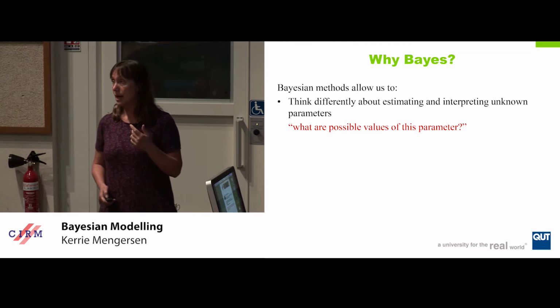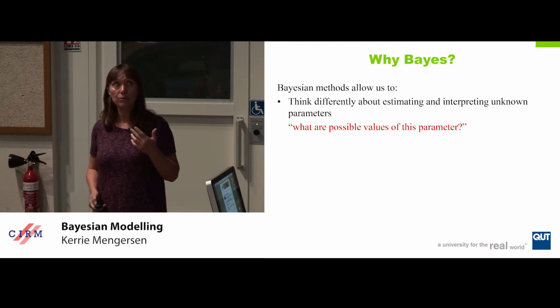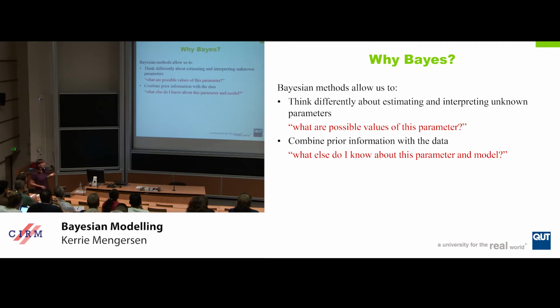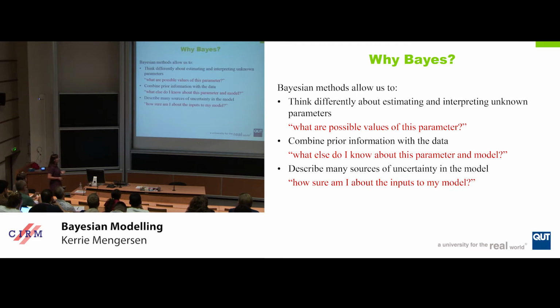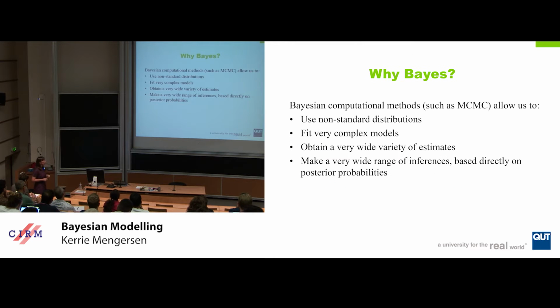So how do we get to that? Well, we use Bayes' theorem. So why do we want to do this? Well, we can look at what we know about possible values of our parameters. What other information can I incorporate into my models? And how can I describe the uncertainty in my model rather than just plugging in values? And how can I describe really complex systems by using this mechanism of hierarchical priors, or using prior information, or multi-level models?